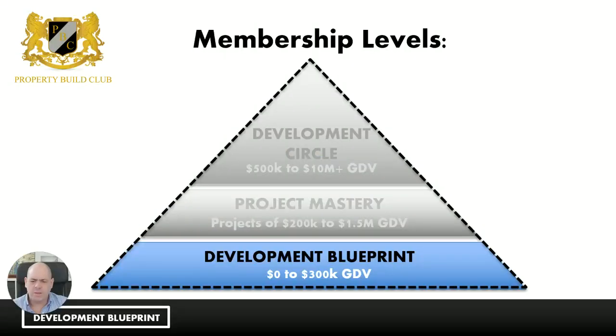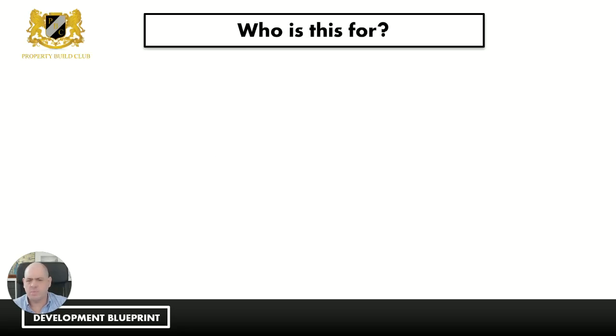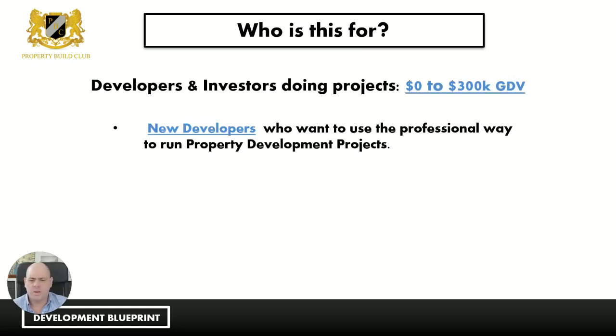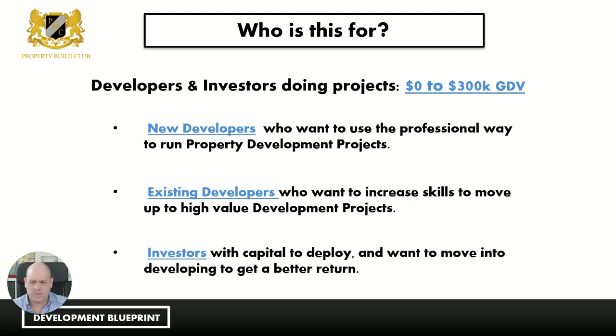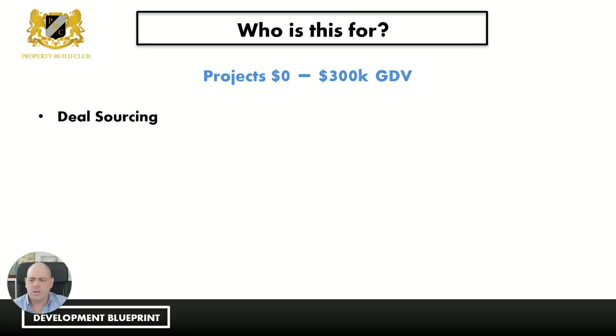Development Blueprint. This is our lowest level of paid membership and is for developers doing 0 to 300k gross development value. Who is this for? New developers who want to use the professional way to run property development projects, existing developers who want to increase skills to move to higher value development projects, and investors with capital to deploy who want to move into developing to get a better return.